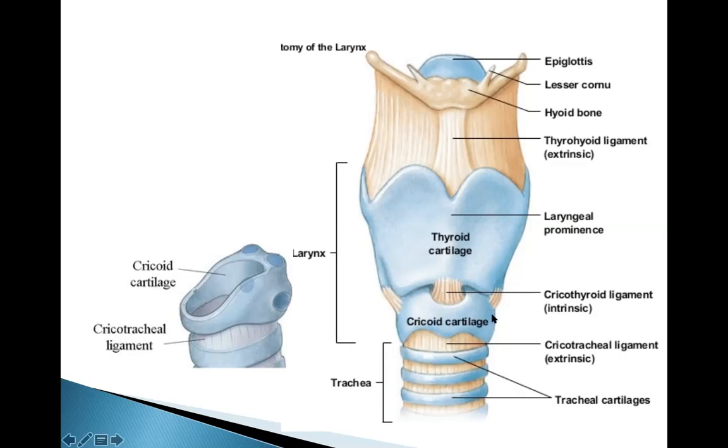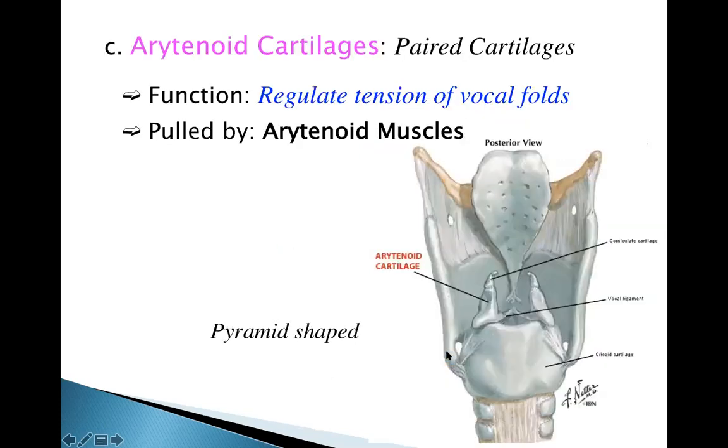This is looking at the cricoid from the front. So we can see the cricoid cartilage here, and then the cricotracheal ligament holding the cricoid to the trachea. All right, next to the arytenoid cartilages, these are the first of our paired cartilages. They're really important in regulating the tension of the vocal folds and moving the vocal folds into the pathway of passing air to create sound and vibration.